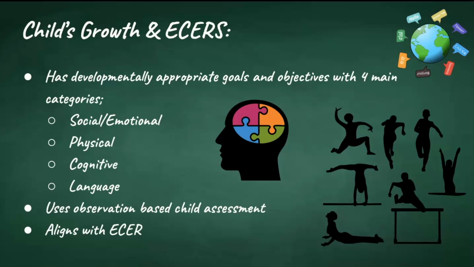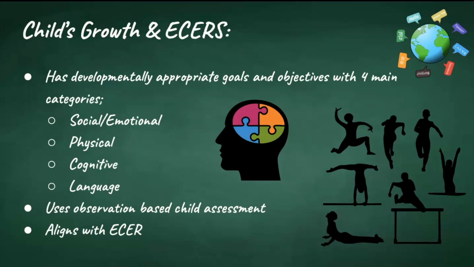Child's growth in ECERS. Creative curriculum emphasizes the use of observation-based child assessment, which is used to help guide instruction. It includes developmentally appropriate goals and objectives for children with 4 main categories of interest. This includes social and emotional, physical, cognitive, and language. The social and emotional stage helps promote independence, self-confidence, and self-control.